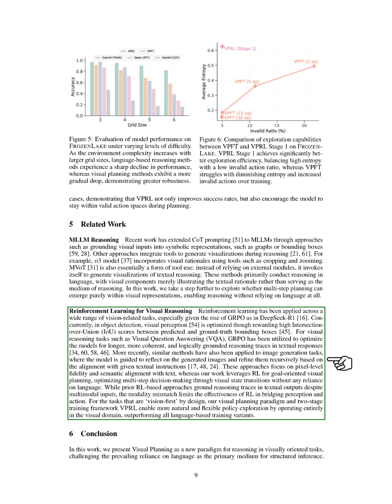Finally, we note that reinforcement learning has been applied to various vision-related tasks, particularly with the emergence of GRPO in DeepSeek R1. In object detection, visual perception is enhanced by rewarding high intersection over union scores between predicted and actual bounding boxes. For visual reasoning tasks like visual question answering, GRPO has been used to improve models for longer and more coherent reasoning in textual responses. Recently, similar methods have been applied to image generation, guiding models to refine images based on textual instructions. While these approaches focus on pixel-level accuracy and semantic alignment with text, our work utilizes reinforcement learning for goal-oriented visual planning, optimizing decision-making through visual state transitions without relying on language.